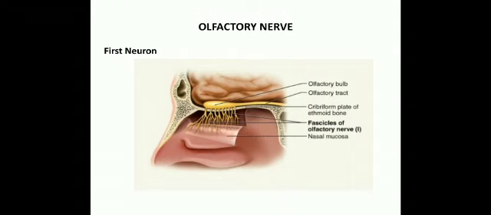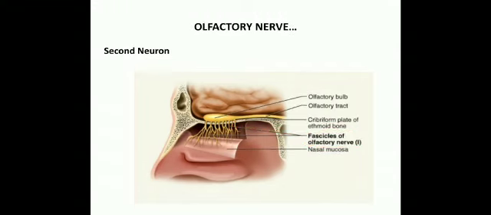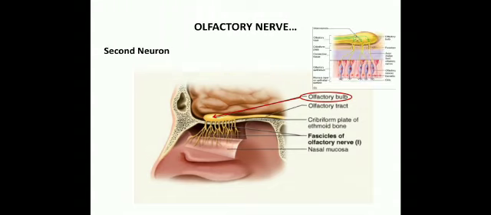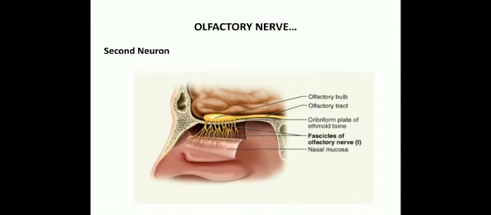So, the first neuron also includes the fascicles of the olfactory nerves. It is about 20 in number. It represents the central processes of the olfactory cells. The second neuron includes the mitral and the tufted cells in the olfactory bulb. It gives the fibers that form the olfactory tract and reach the olfactory areas. So, here you can observe the olfactory tract.